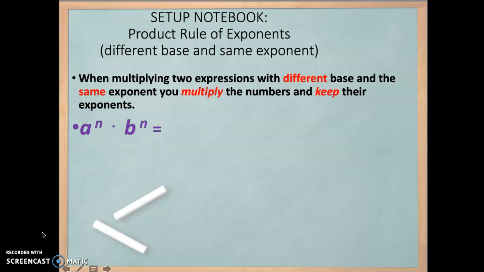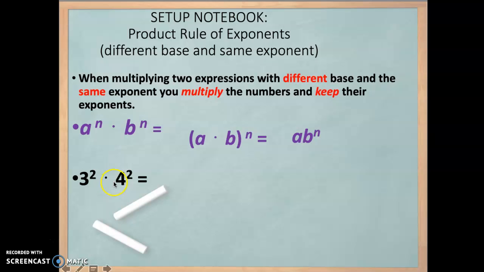If we just think in variables, for example, A and B are not the same, but my exponent of n is. So what I will come out with is (AB) to the n, which is AB to the n. I'm just multiplying the bases here, okay? Let's go ahead and take this example.